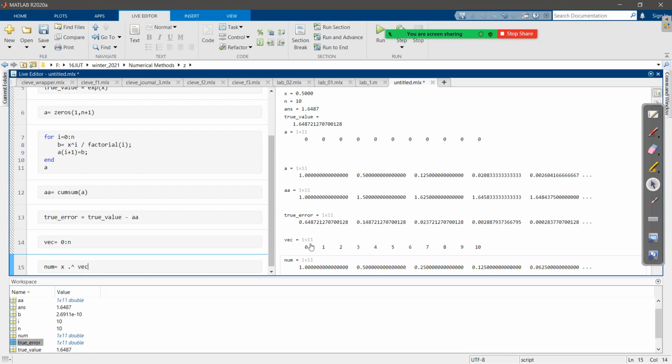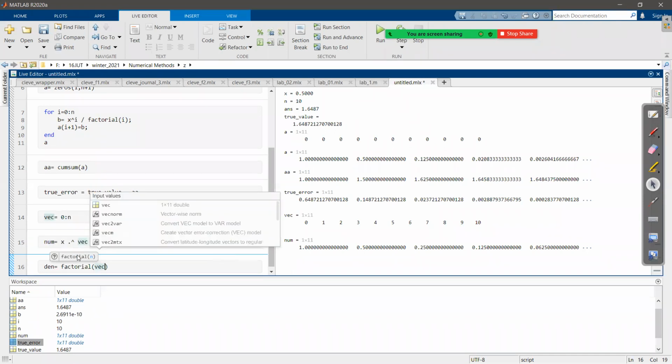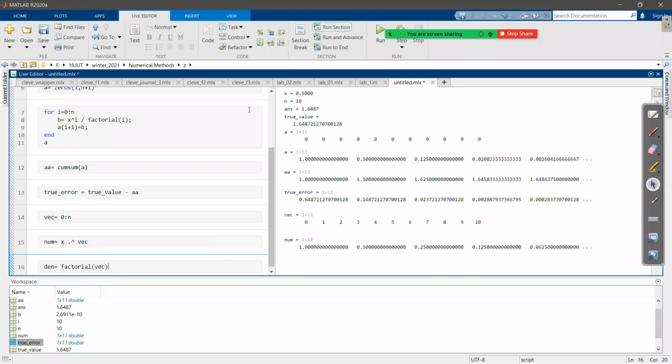So 0.5 to the power 0 is 1. 0.5 to the power 1 is equal to 0.5. 0.5 to the power 2 is equal to 0.25. So this is performing the operation on the vector, all at the same time. Then comes the denominator. What is the denominator? My factorial. Factorial of this vector, factorial of 0, then 1, all at the same time. So factorial of 0 is 1, factorial of 1 is 1, factorial of 2 is 2, 3 is 6, 4 is 24.